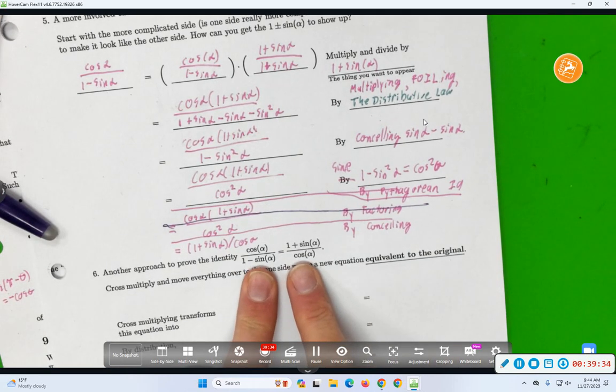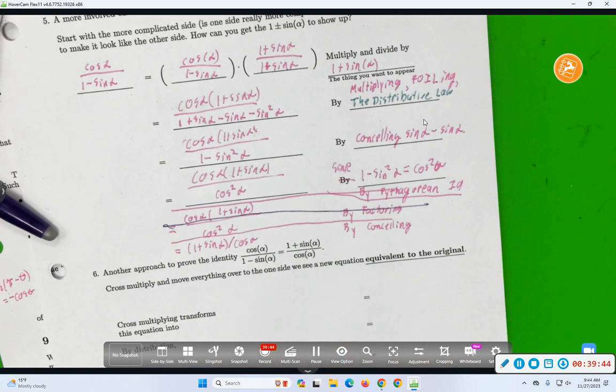So let's prove that same identity. Cosine alpha divided by 1 minus sine alpha equals 1 plus sine alpha over cosine alpha. As long as we do something that's a valid manipulation of the whole equation, we still have an equation that's equivalent to the one we started with. So there's an equation we have.